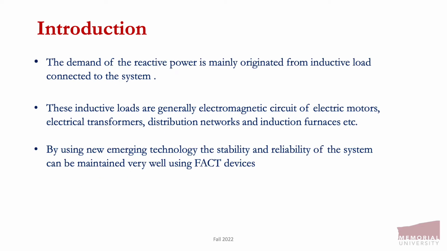The demand for reactive power mainly originates from inductive loads connected to the system. These inductive loads are generally electromagnetic circuits of electric motors, electrical transformers, distribution networks, and induction furnaces. By using new emerging technology, the stability and reliability of the system can be maintained. The devices that we use are called Flexible Alternating Current Transmission Systems. They are meant to enhance controllability and increase the power transfer capability of the network.